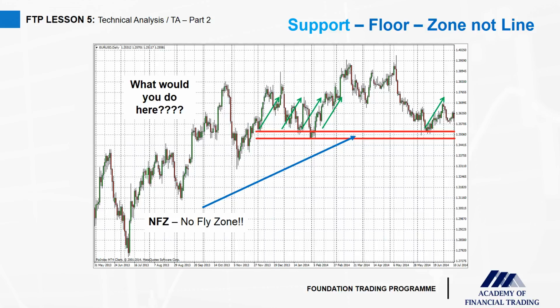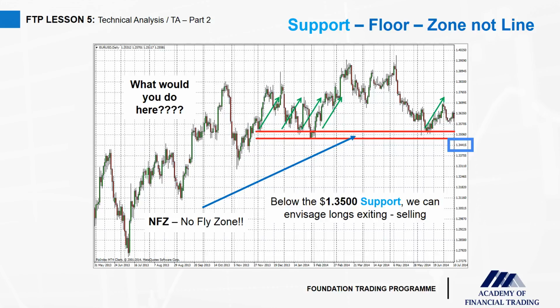Now, what happens if it goes through the floor? If we said to ourselves, we're going to mark here. We're going to put in a short sell order at 134. Because if it goes through this floor and if it hits 134, it's gone through the floor. And we were to put a short sell order here. So, other traders are looking at these bounces. We're looking at the floor as well, but we're looking at it from a different point of view. We're looking at it, well, what if it goes through that floor? What if it hits 134? So below the 1.35 support line, remember this is the floor, so it's the support, we can envisage longs exiting.